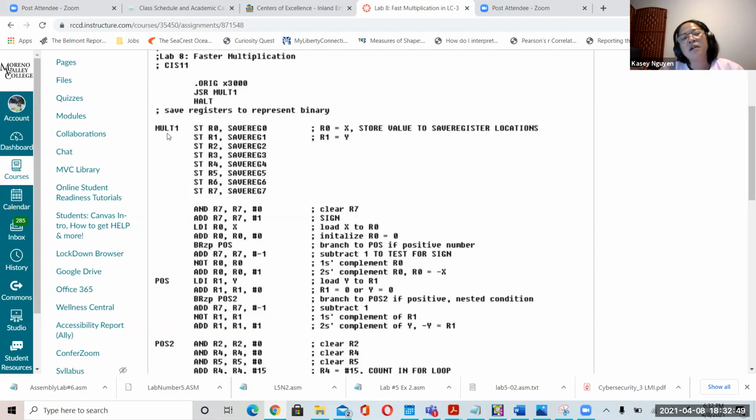So to start the molt 1, which is our subroutine, we would start with the save register. And we would try to keep it uniform so we know exactly which is which. Then here I comment that register 0 is going to be X, register 1 is going to be Y, and we store value to register locations for these. So what we did was create an array of temporary locations to begin with.